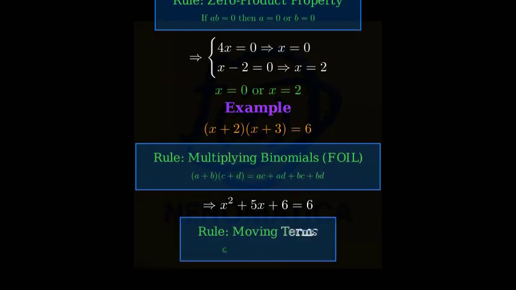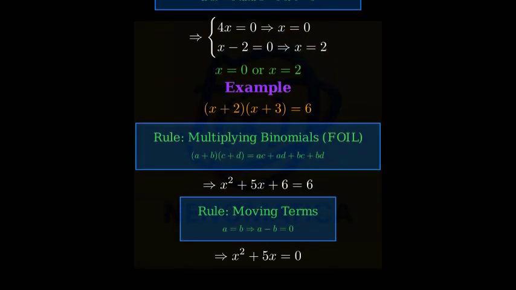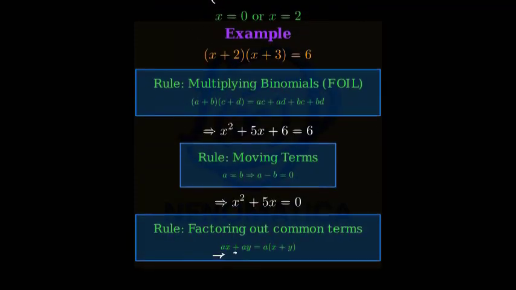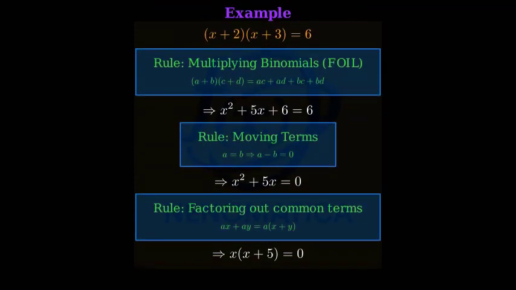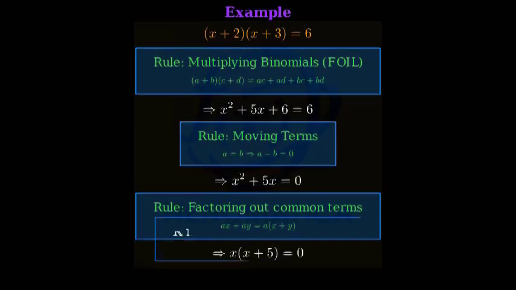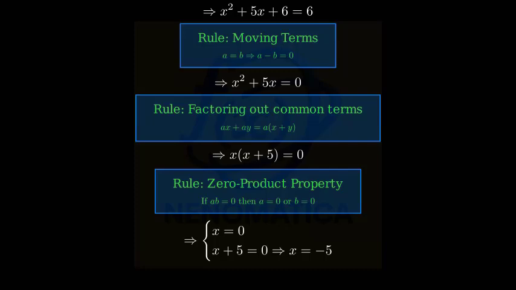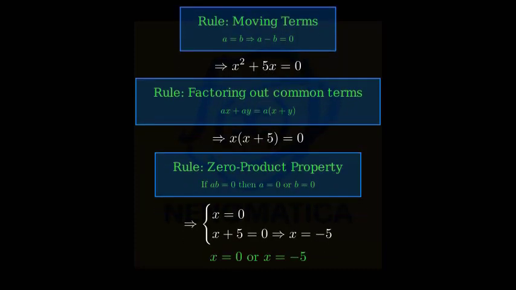Now, we'll move all terms to one side of the equation. We subtract 6 from both sides to get x squared plus 5x equals 0. We can now factor out the common factor x from this equation. This gives us x times x plus 5 equals 0. Again, we'll use the zero product property. Either x equals 0 or x plus 5 equals 0, which means x equals -5. So, our solutions for this equation are x equals 0 and x equals -5.